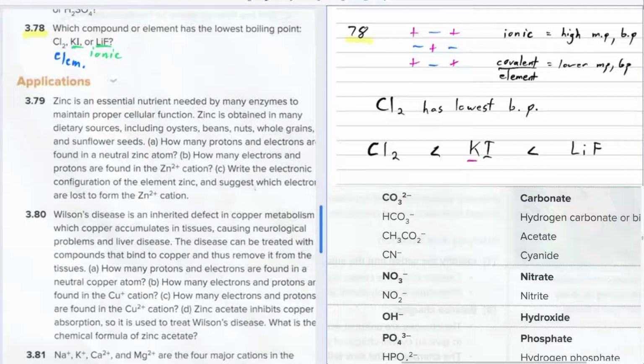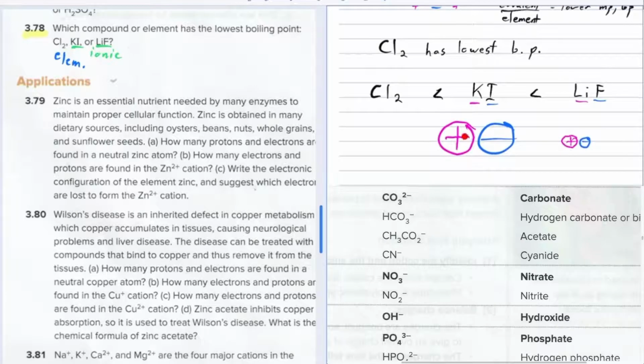The reason KI has a lower boiling point than LiF is because the K+ ions are much larger than the lithium ions. And of course you've got the iodide and the fluoride. The iodide is a very large ion, and fluoride is a very small ion. Large ions are forced to be far away from each other. Smaller ones get closer together, and these smaller ones hang on to each other much better than those.